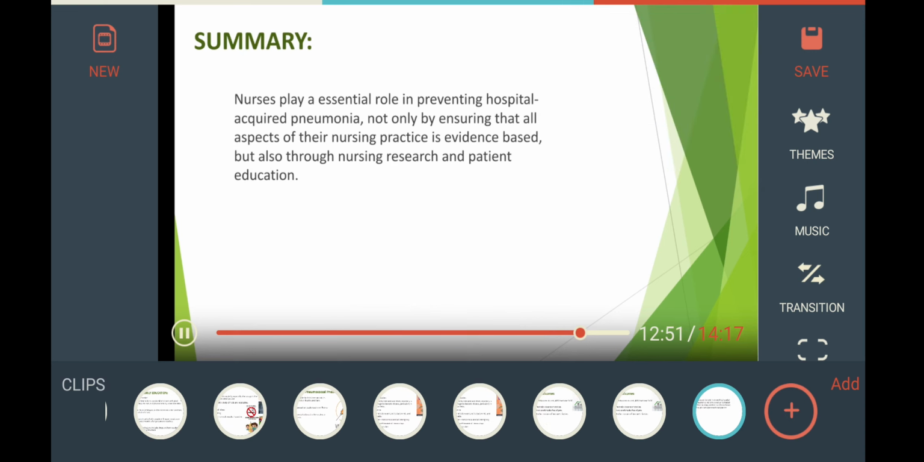Nurses play an essential role in preventing hospital-acquired pneumonia, not only by ensuring high standards in all aspects of their nursing practice, but also through nursing research and patient education.